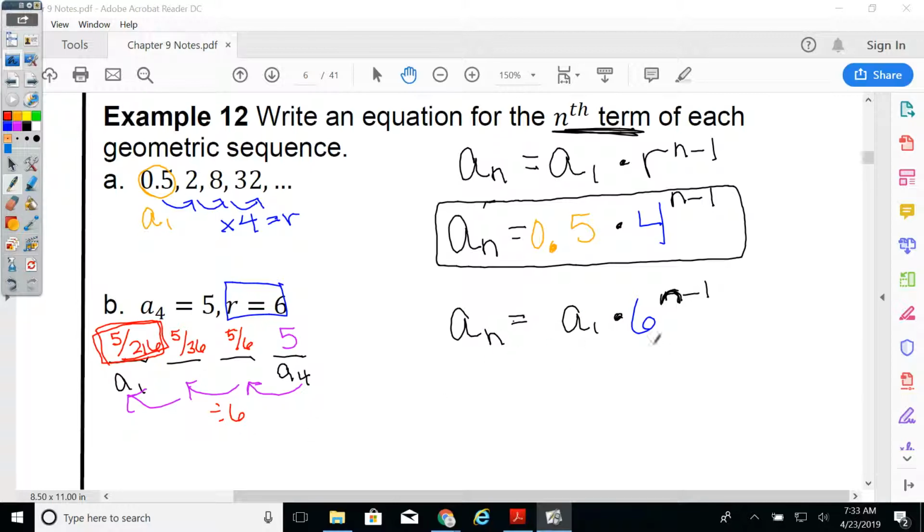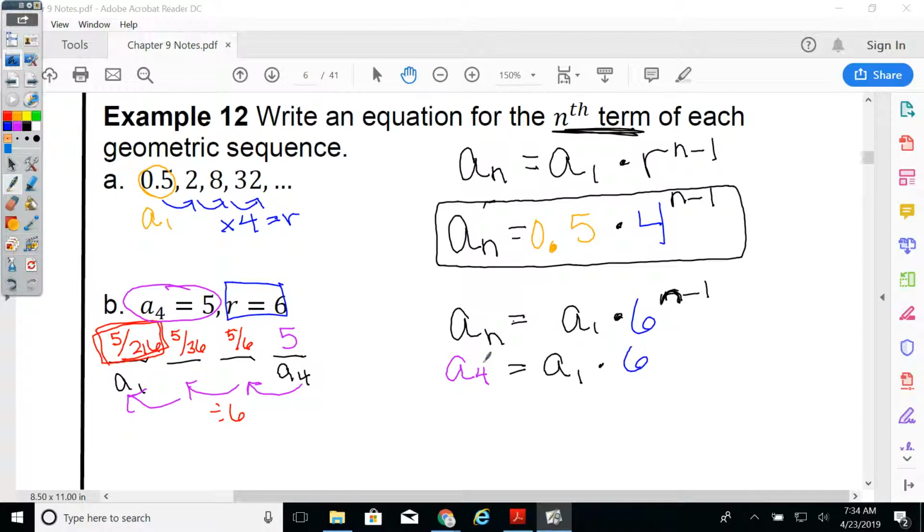But I want to show you the other way to do it, because you're not always going to be able to just work backwards. I mean, you will always be able to, but sometimes it might take a lot of steps. So the other way to do it is to take the A value that they give you. So they give us A4. So A4 equals, and we want to solve for A1, so times 6.